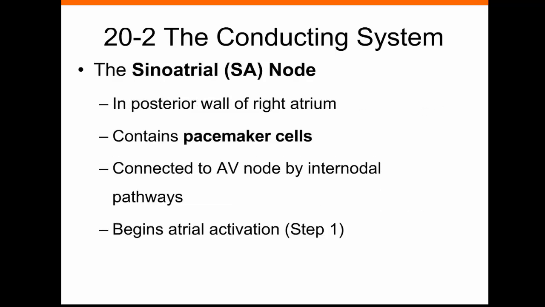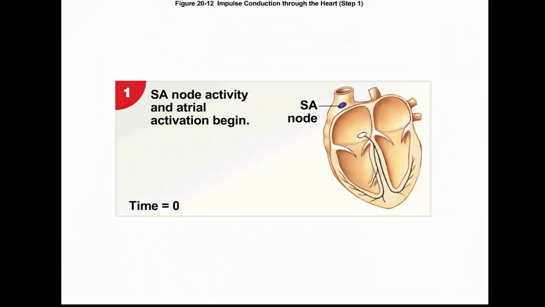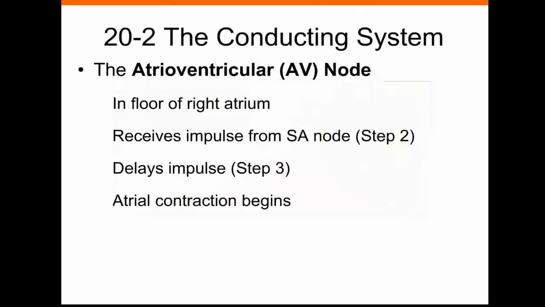So the sinoatrial node is in the posterior wall of the right atrium, and it contains the pacemaker cells, and it's connected to the AV node by the internodal pathway, and it begins the atrial activation. So this is step one. So here you can see at the top of the right atrium, the sinoatrial node, and at the bottom you can see the AV node. So this is when it is time 0.